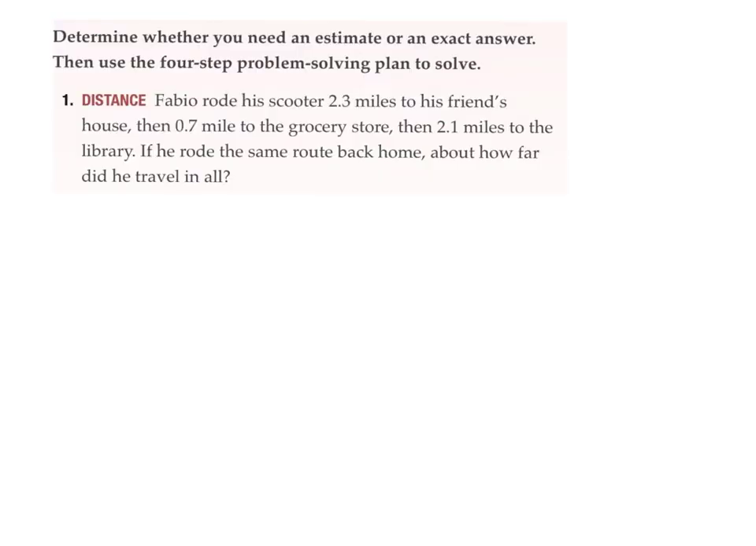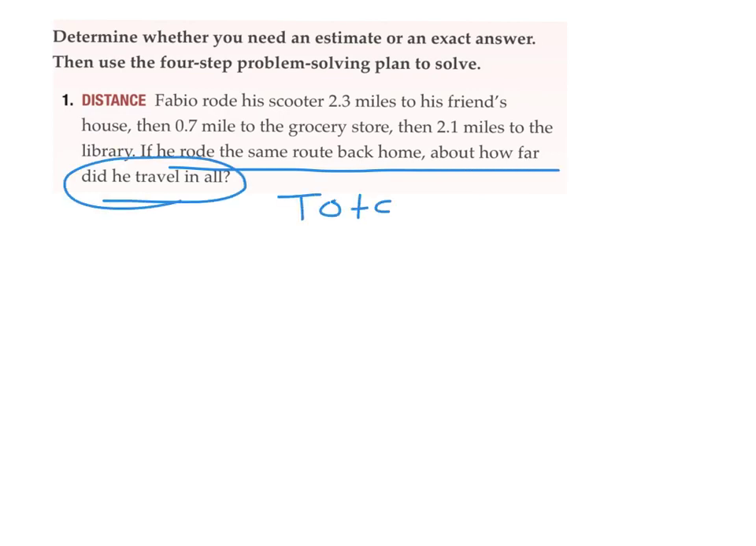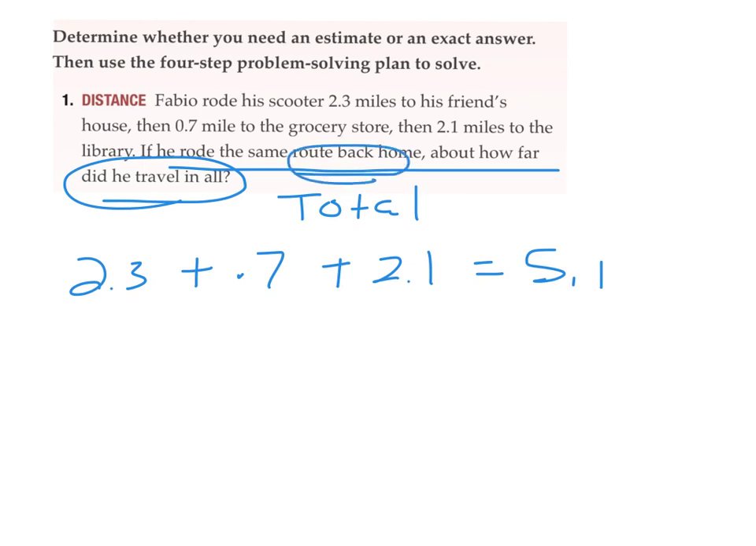In this problem, we want to know how far, so we want a total distance. Total meaning adding. So if we add 2.3 plus 0.7 plus 2.1, we get one of the distances, which is 5.1. The question is, we want to know what he traveled there and back, so we want a total. So same route back. So then we double that or add it again, and we end up with our answer of 10.2 miles.